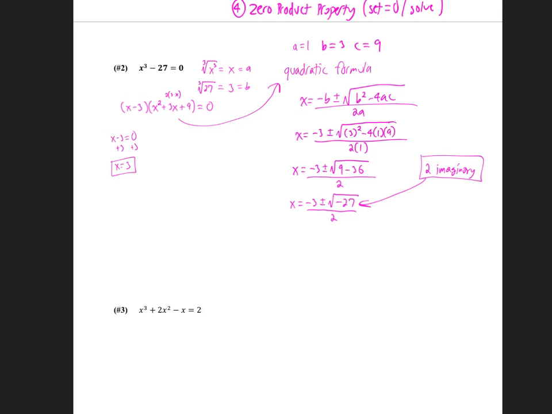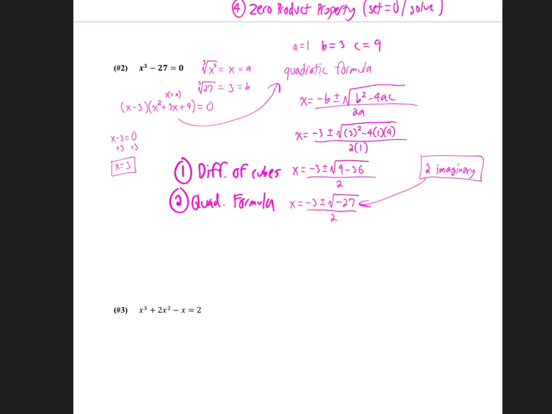And that's all it wanted us to find for these problems, the real number solutions. So x equals 3 is going to be our only answer for this one. And our steps for this one: first, we did difference of cubes, and step 2, we did the quadratic formula. And those were our steps.